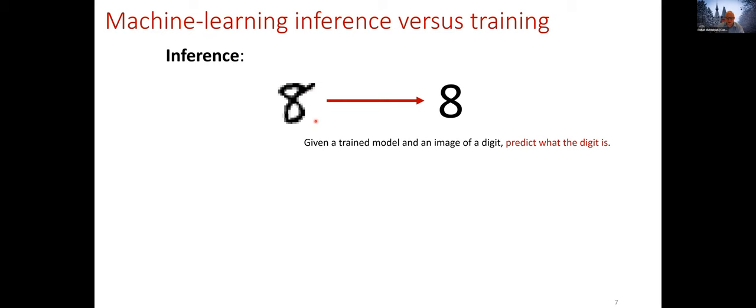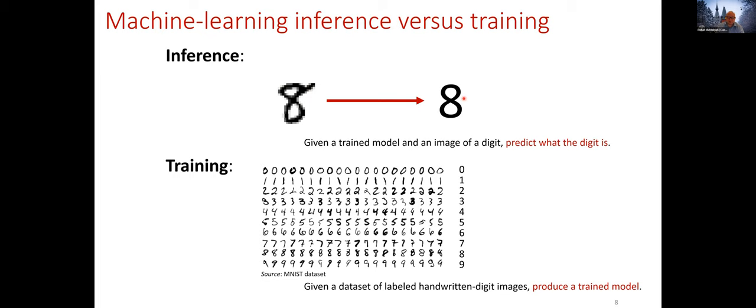As opposed to training, which is of course the phase where you're given a labeled data set, at least in classified learning. So you have a whole bunch of examples of handwritten zeros, and you're told that all of these are zero, and a whole bunch of examples of handwritten ones, and you're told that all of these are one, and so on. And the goal is, given this labeled data set, to produce a trained model that then gets used in the inference phase.